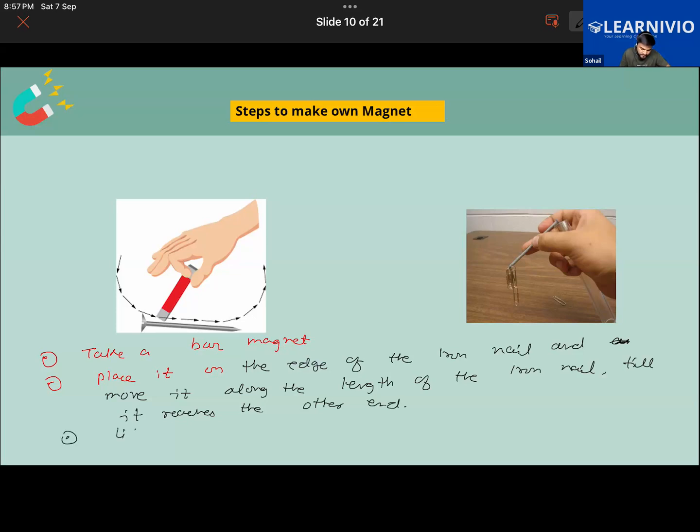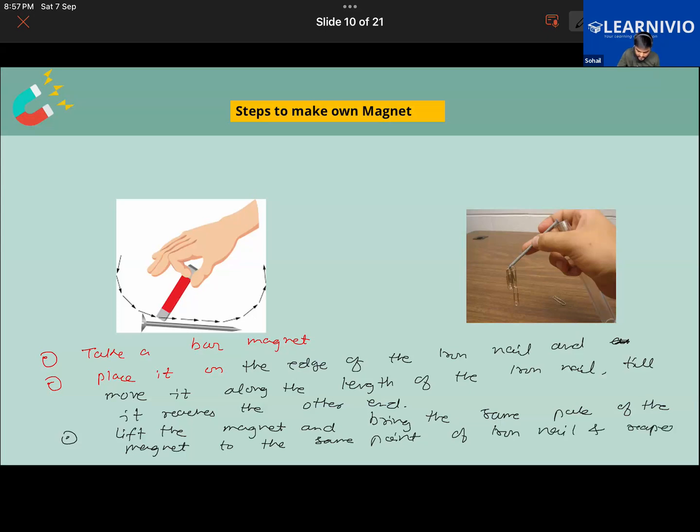Then lift the magnet and bring the same pole of the magnet to the same point of the iron nail and repeat the process.